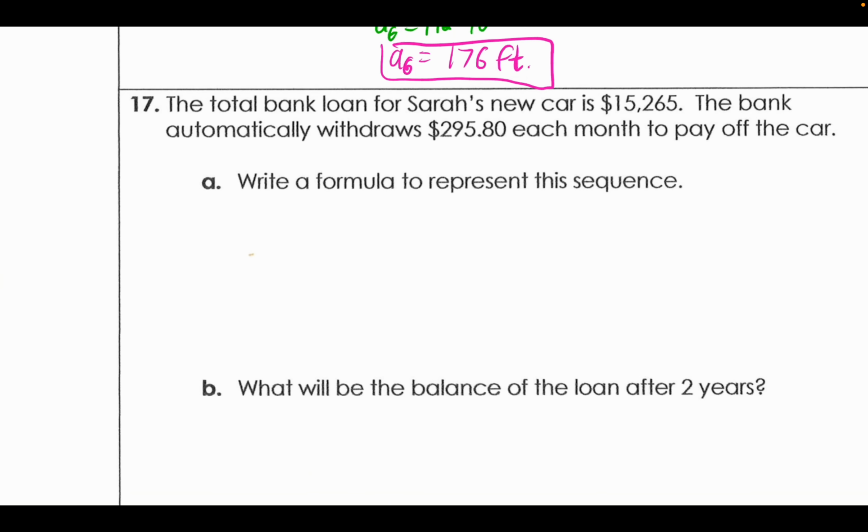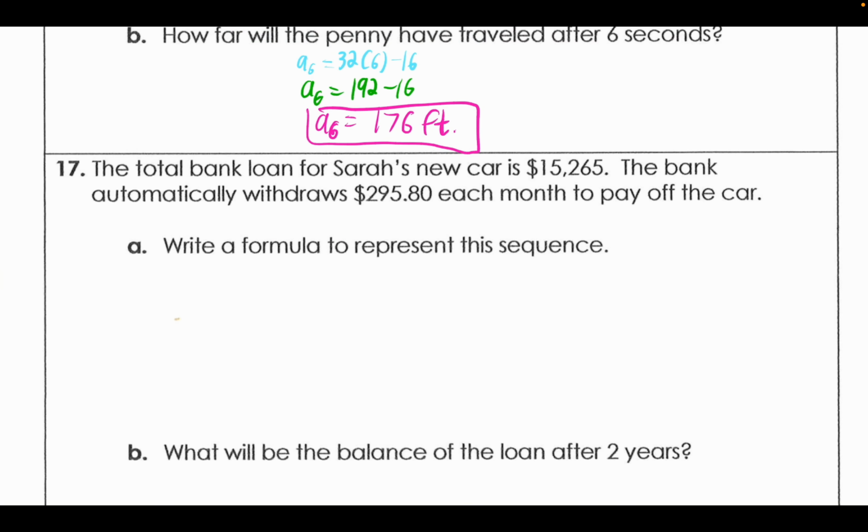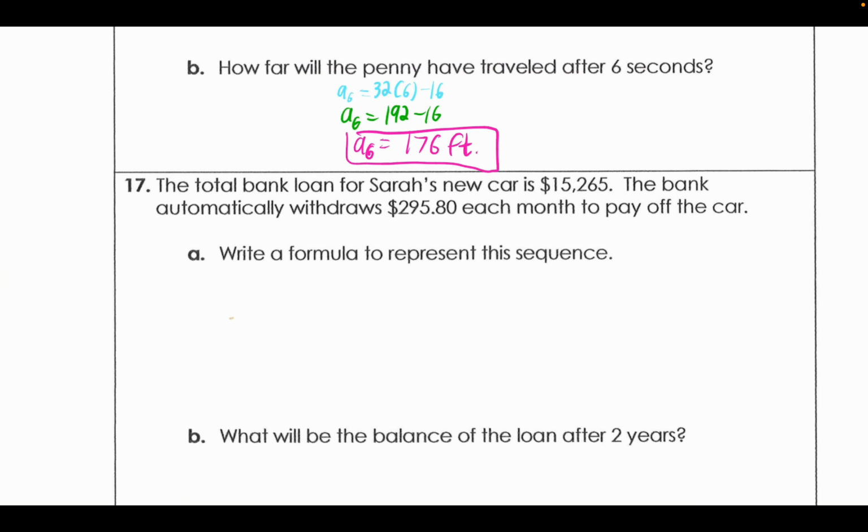Number 17, similar idea, we're using another word problem. This time, the total bank loan for Sarah's new car is $15,265. The bank automatically withdraws $295.80 every month to pay off the car. Write a formula to represent the sequence. So here, our first term is actually not going to be $15,265, but rather $14,969.20. And the reason why that is the case is because the new car before she makes any payment would be a sub 0.